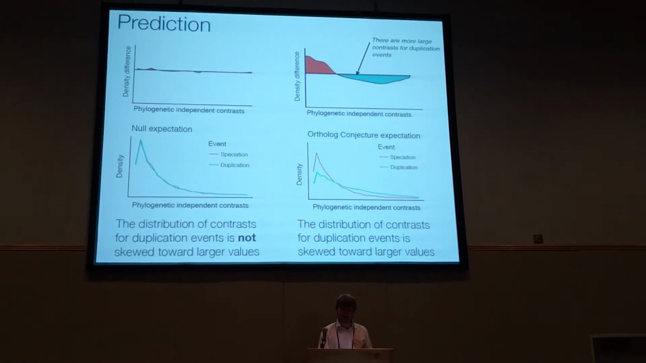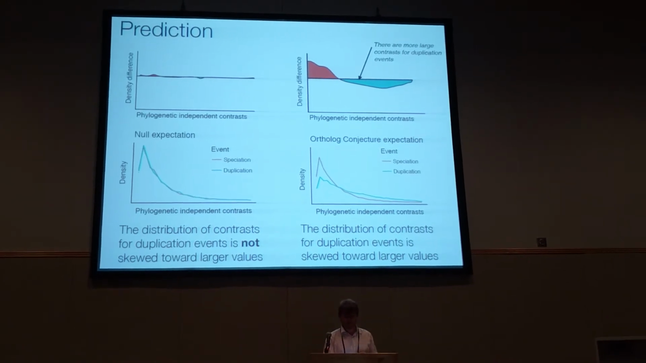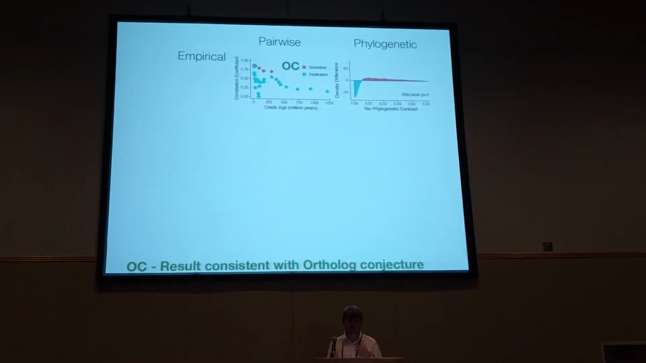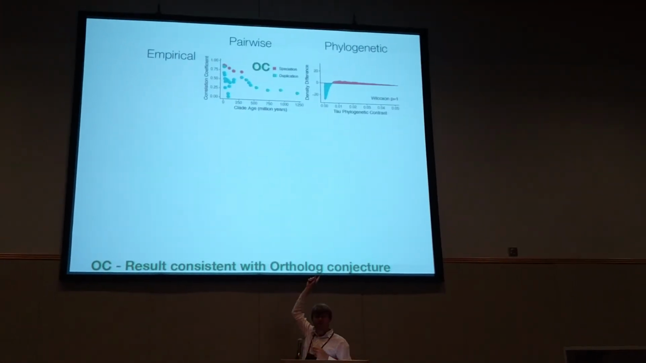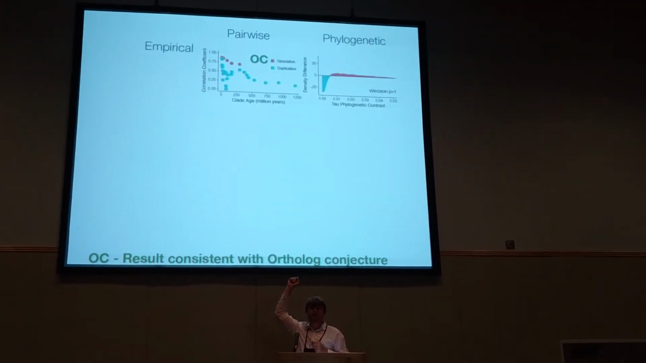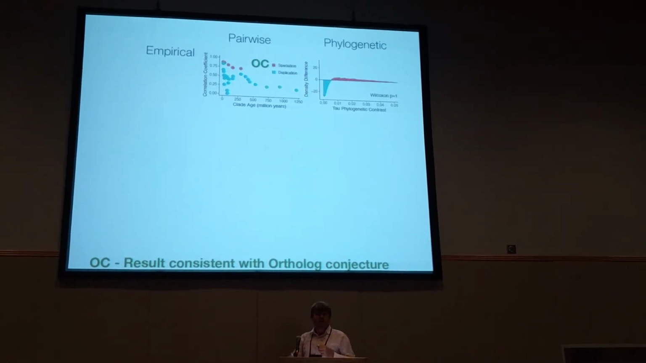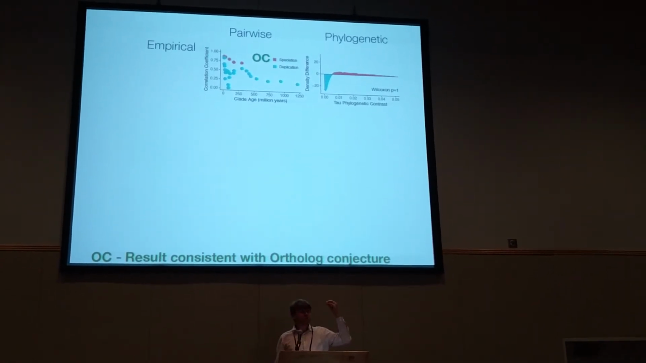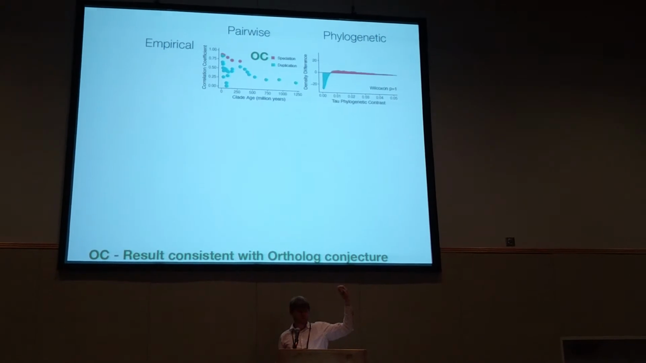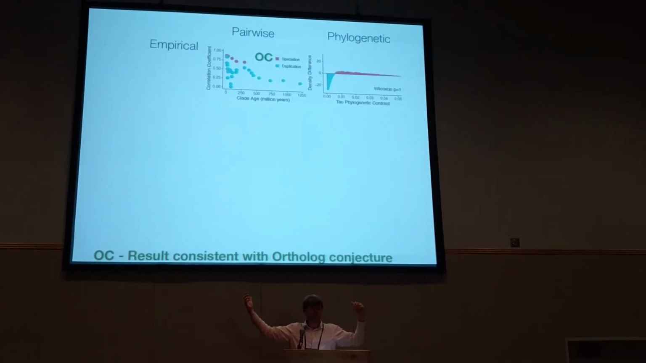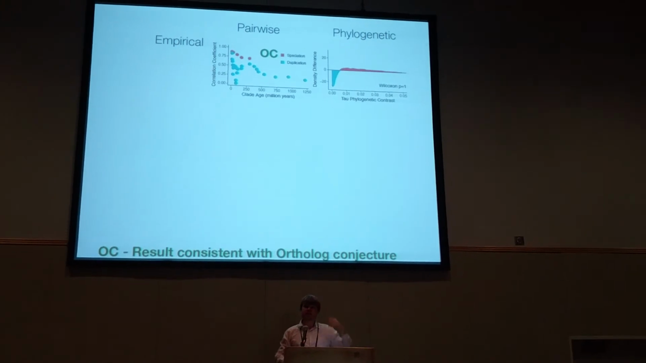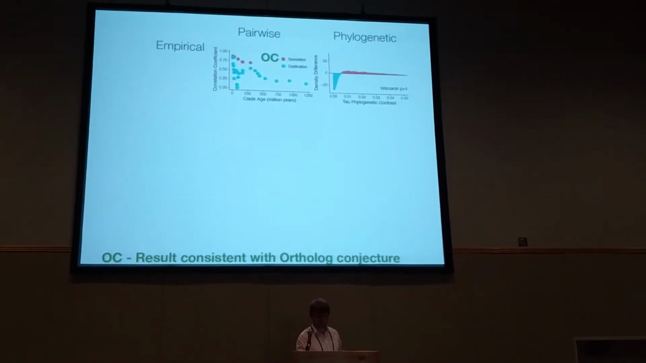When we reanalyze that exact same data set with these phylogenetic methods, we actually get a very different pattern. We actually see an excess of larger contrasts following speciation events. So the pairwise method is strongly consistent with the ortholog conjecture, while our phylogenetic approach on the exact same data strongly rejects the ortholog conjecture. We thought, whoa, okay, that's a little bit stronger result than we expected.